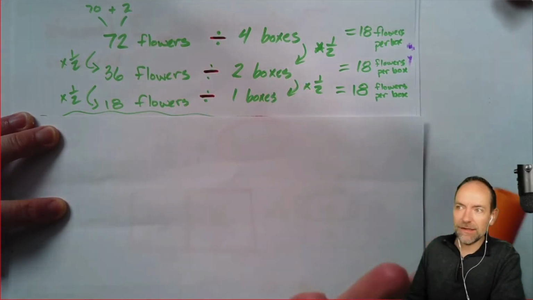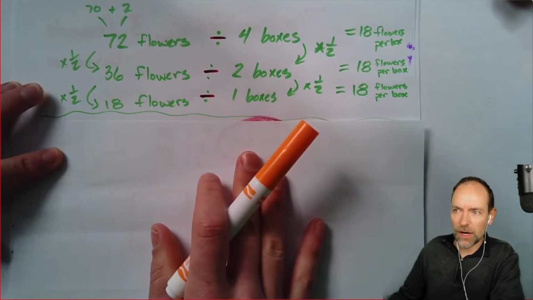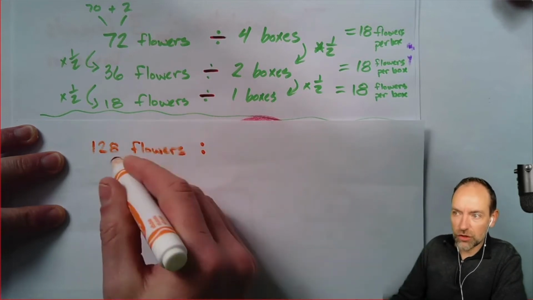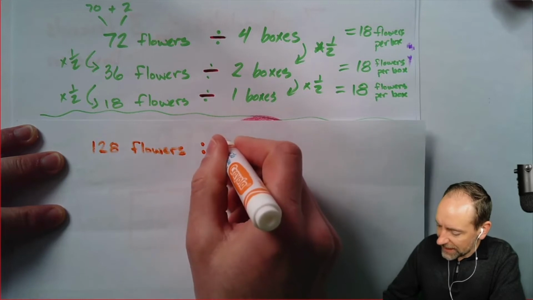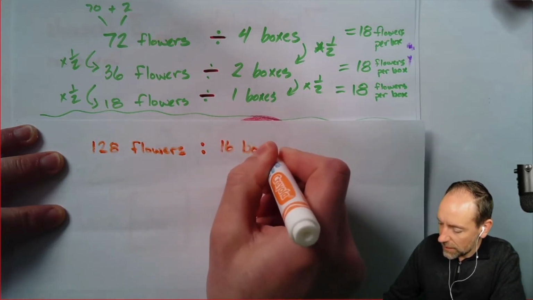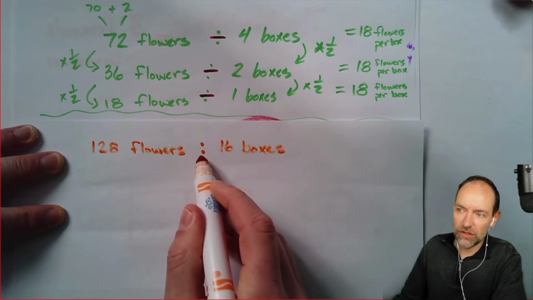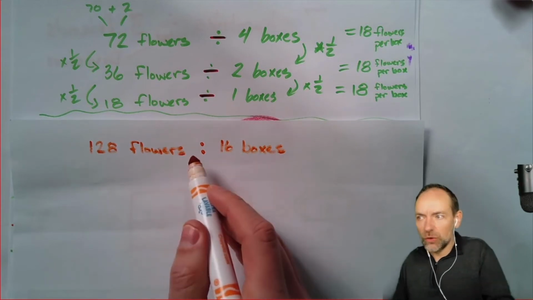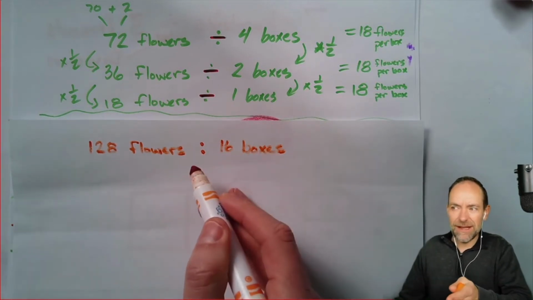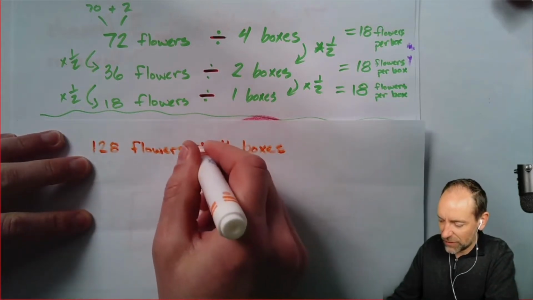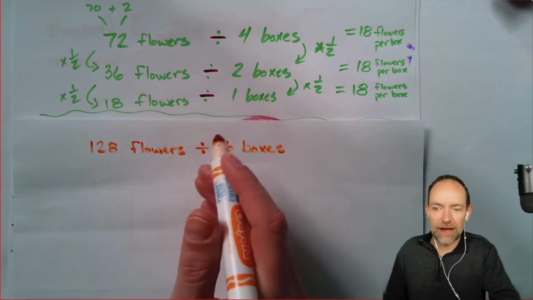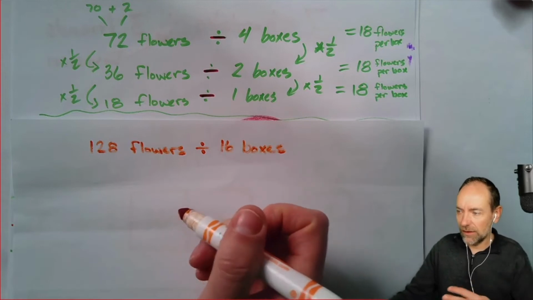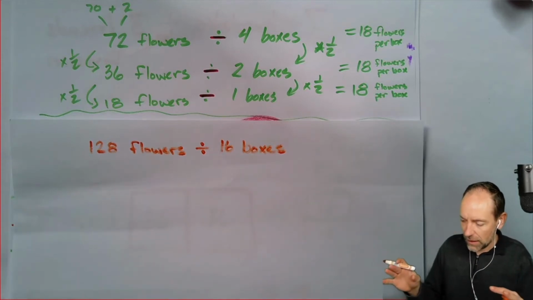Maybe we'll keep flowers and boxes as the idea, like a different problem. And again, whether we want to call it a ratio, like 128 flowers to 16 boxes, I think that's really cool for us to think about too. If you've ever used ratio language, this idea of 128 flowers to 16 boxes, it almost feels natural to think of it as division, right? Because you're going to take these flowers and divide them partitively across all these boxes. Okay, so let's see if your thinking works here.